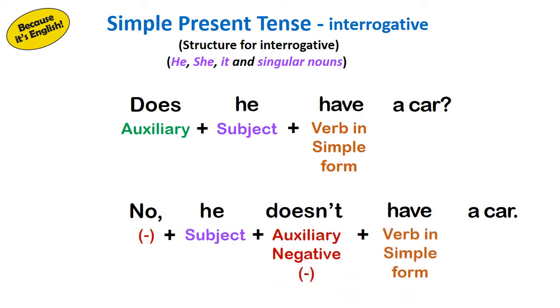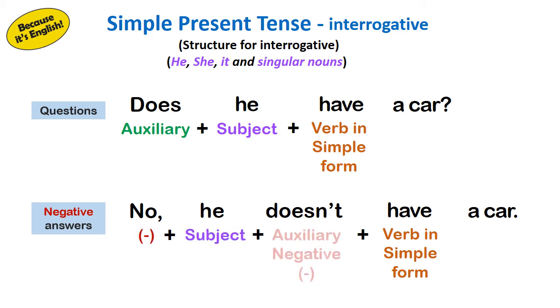And let's continue with the structure for interrogative for he, she, it, and singular nouns when we have a negative answer. So we also first need a question. In questions, we have auxiliary, subject, and verb in simple form. And in negative answers, we have no, then the subject, auxiliary negative, and the verb in simple form.